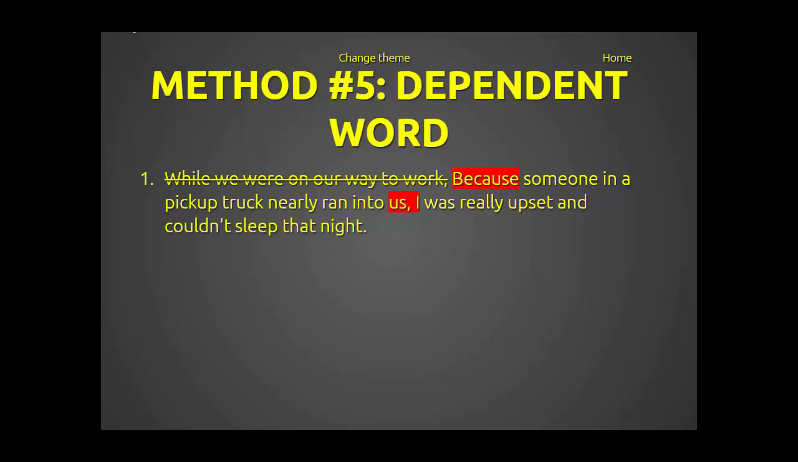So in the first example sentence that I was using, I had to change it because it already has a dependent clause in it, and it wouldn't work if I tried to fix that. I would have to use some other method. So what I did is I just got rid of the first part, and that's why you see this crossed out here. So we're going to ignore that and just start here with because. Because is our dependent word or subordinating conjunction. Because someone in a pickup truck nearly ran into us, I was really upset and couldn't sleep that night.